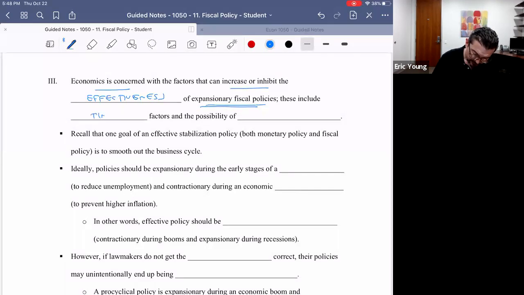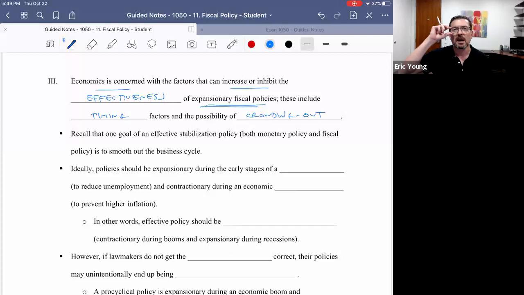Number one, timing factors. And number two, the possibility of what we call in economics crowding out, also known as the crowding out effect. So again, in this video, we're going to take our knowledge of fiscal policy and we're going to dig a little bit into a couple of factors that may inhibit or possibly enhance the effectiveness.